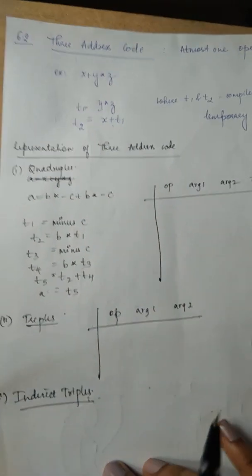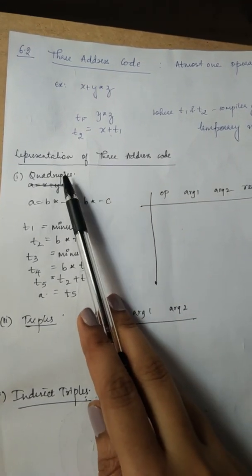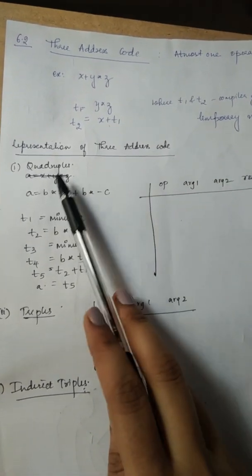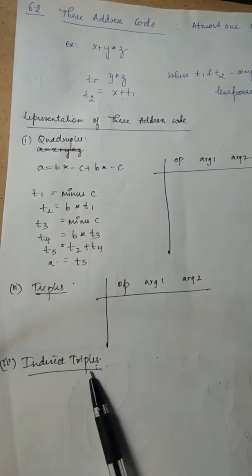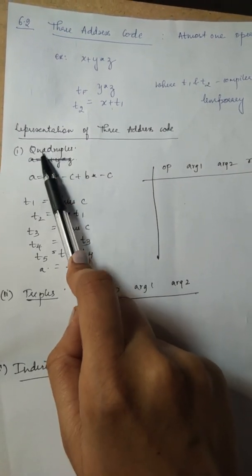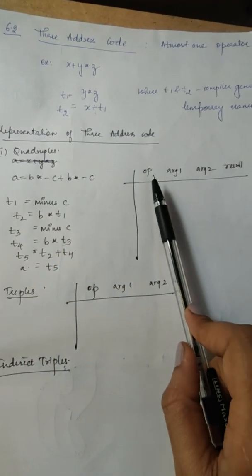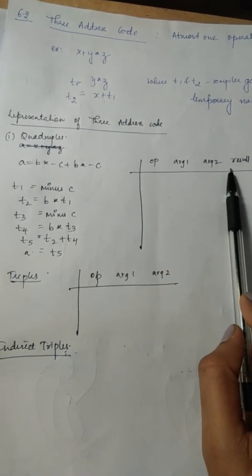There are three ways of representing three address code. The topic is representation of three address code. One is through quadruple, one is through triple, and one is through indirect triple. Quadruple, as the name says, has four fields, and the four fields are OP, argument 1, argument 2, and the result. That is why it is four field.